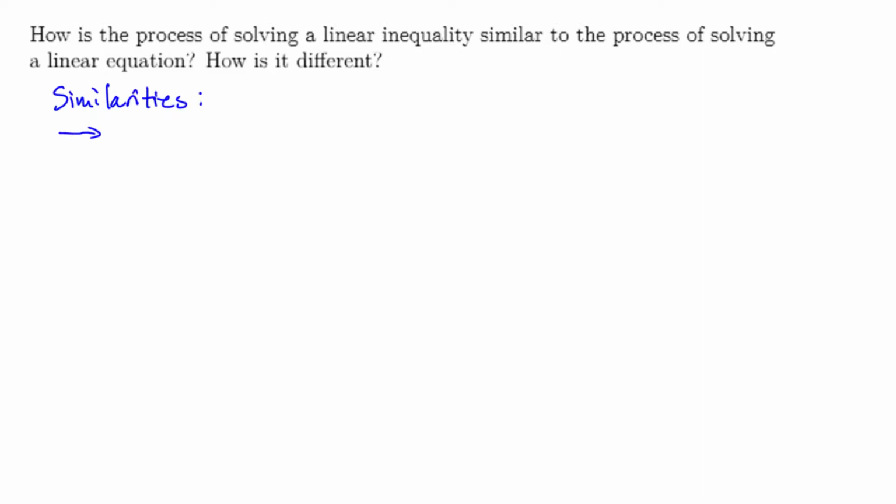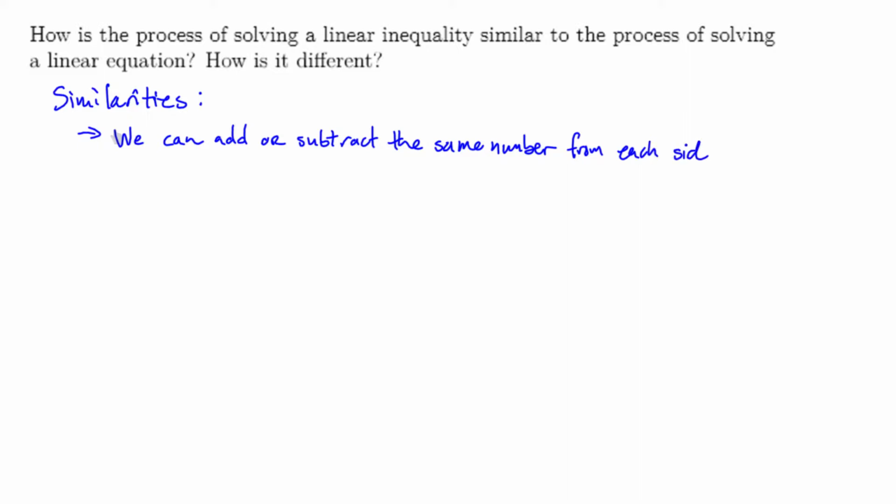The first thing is that we can add or subtract the same number from each side of a linear inequality. This will result in what's called an equivalent inequality and will help us find the solution set.